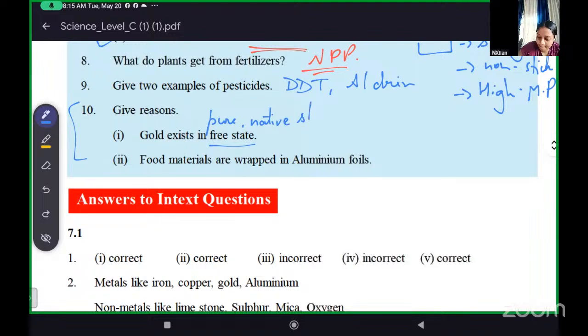Gold exists in its pure native state because it has a low reactivity. Why? Because it does not easily react with other elements, so it remains in its original elemental form. Second is its resistance to corrosion.